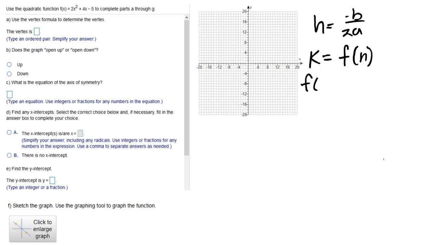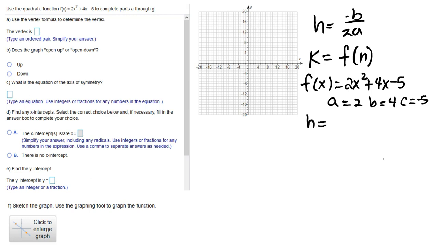So our function is f of x equals 2x squared plus 4x minus 5. A is equal to 2, b is equal to 4, and c is equal to negative 5. So we're going to find the x-coordinate of our vertex by doing negative 4, that's negative b, over 2 times a, 2 times 2. That's negative 4 over 4, which is negative 1. So we've got the x-coordinate of our vertex being negative 1.